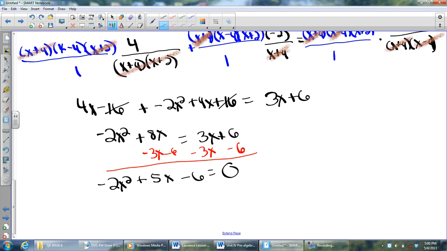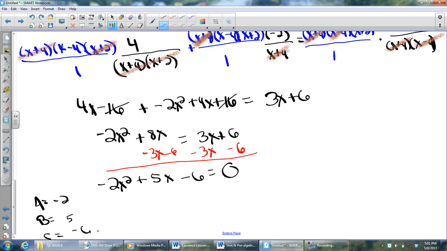I've got a hunch that this might factor. I'm not sure about it. 12. Can I find two factors of 12 that subtract to get me 5? 6 and 2, 3 and 4. No, I guess I can't. So I got to go quadratic formula on it. So A, B, C, easy as negative 2, 5, negative 6.